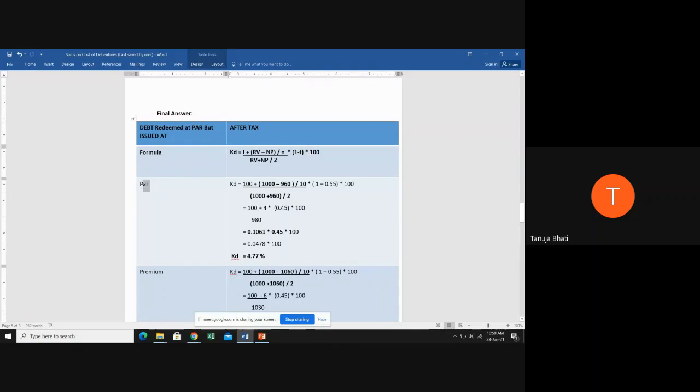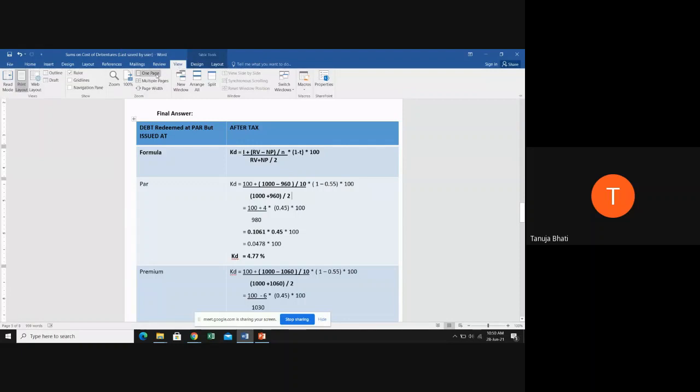So if it is at par, what we have already seen in our working note, we have already solved it. So just substituting it, KD is nothing but 100 plus RV 1000 minus NP 960. If it is issued at par, why is it 960? Because we had flotation cost of 4%. So it has come to 960 divided by 10. 10 is the number of periods for which the debentures are issued. The whole divided by RV plus NP divided by 2. Now RV is 1000 because it is repayable at the face value, plus NP divided by 2.